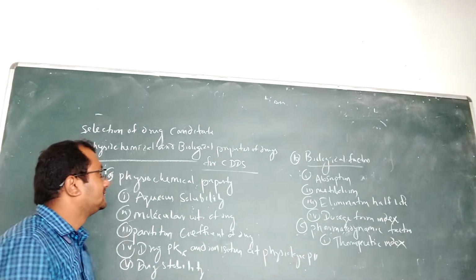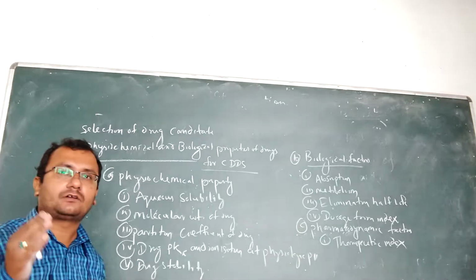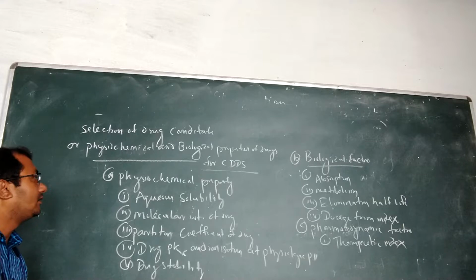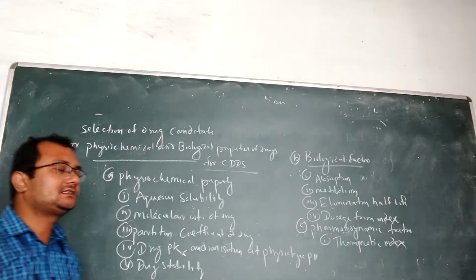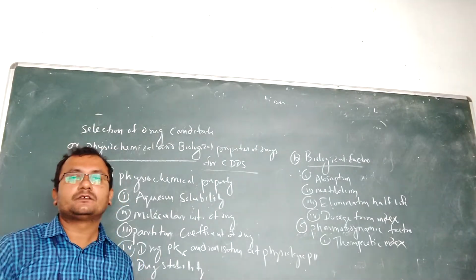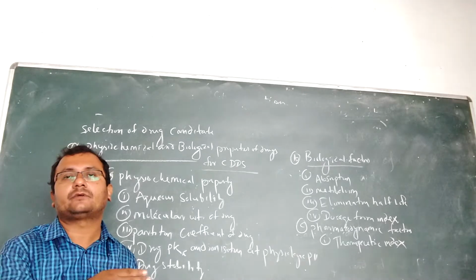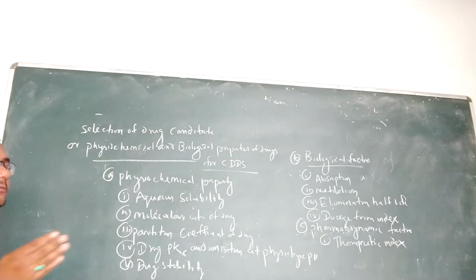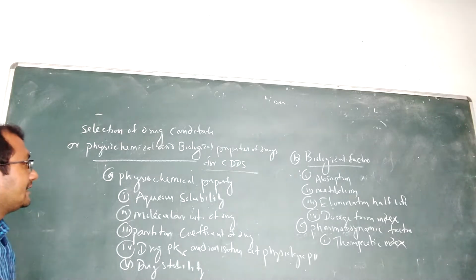So good morning students. We are going to discuss the next part of your controlled drug delivery system, that is the selection of drug candidate, or we can say the physicochemical and biological properties of the drug for controlled drug delivery systems. Both will be the same: selection of drug candidate, how to select a drug for a controlled drug delivery system, and also the physicochemical and biological properties. Both are the same, the answer will be the same.